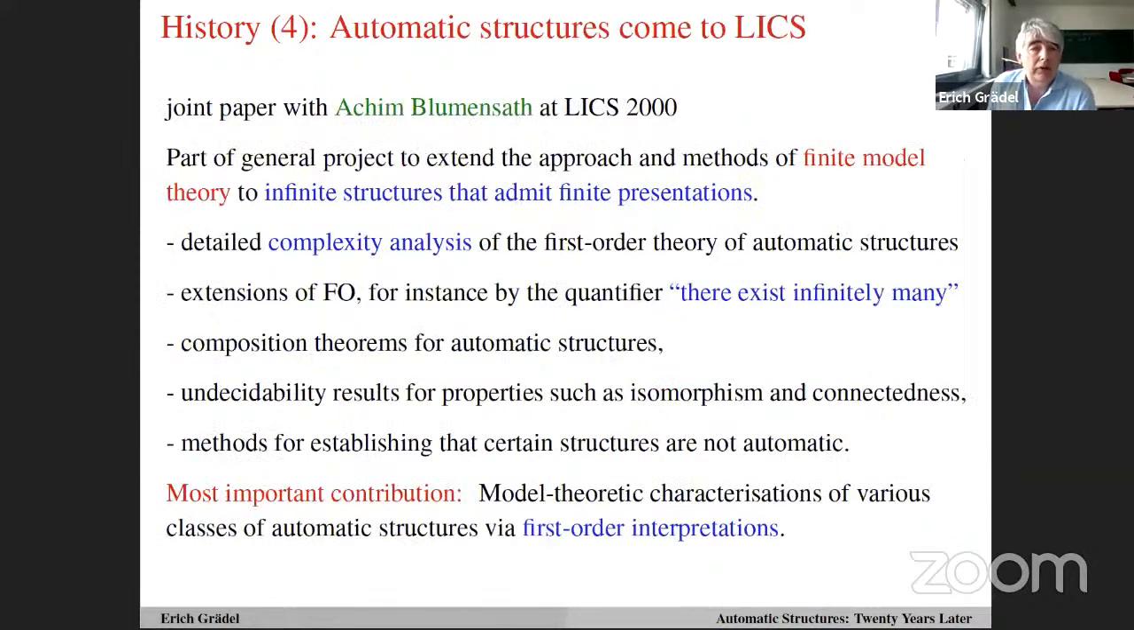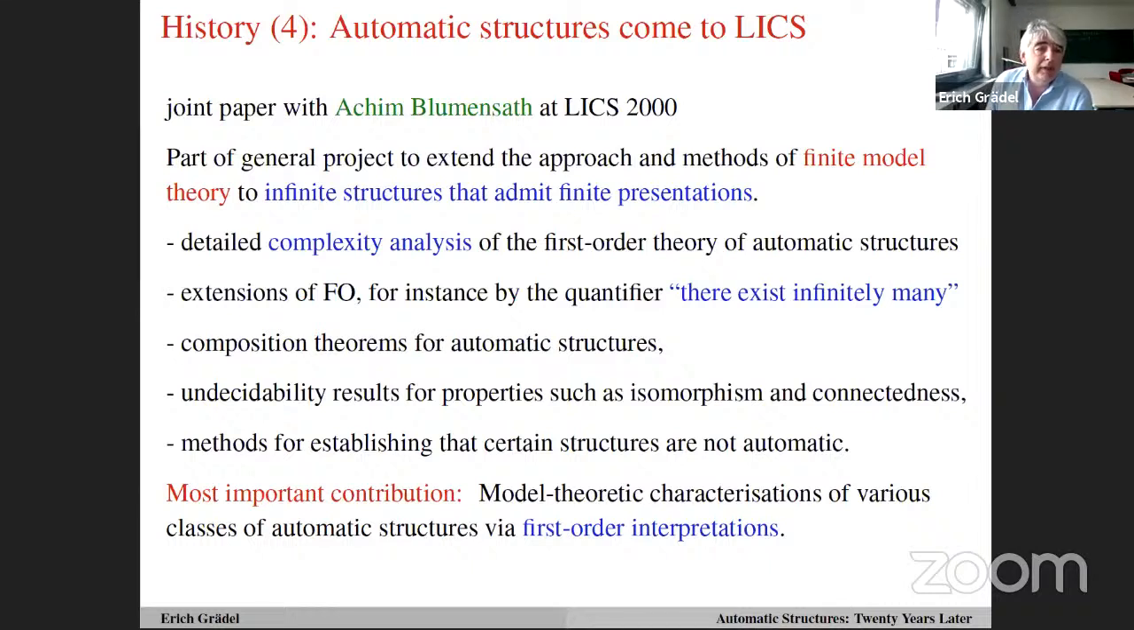Now, automatic structures came to LICS in the paper that Ben mentioned, the joint paper with Achim Blumensath at LICS 2000. And our motivation was something completely different. We came, in a sense, from below, not from above. So it was part of a general project to extend the approach and methods of finite model theory to infinite structures that admit finite presentations. And the automatic structures are just one kind of such infinite structures where the presentation is done by finite automata.